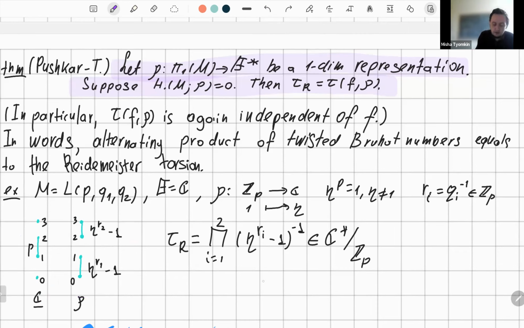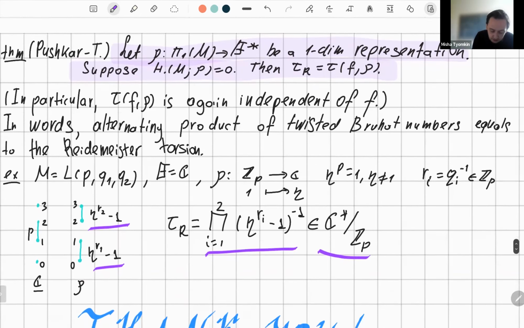And if you take the product of these two numbers, so you have these two Bruhat numbers, you take the product of them, and you get the reciprocal of the Reidemeister torsion as an element of this quotient set. So this is an example, and I guess I'll stop here.